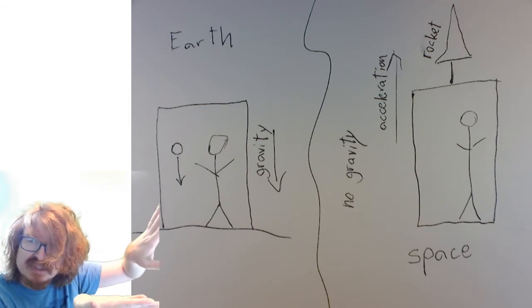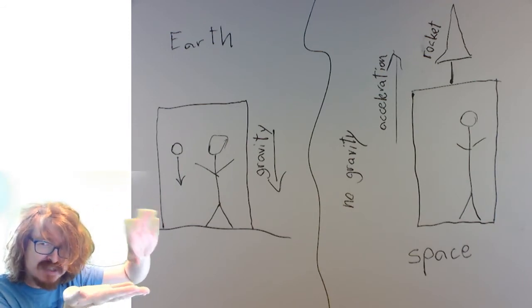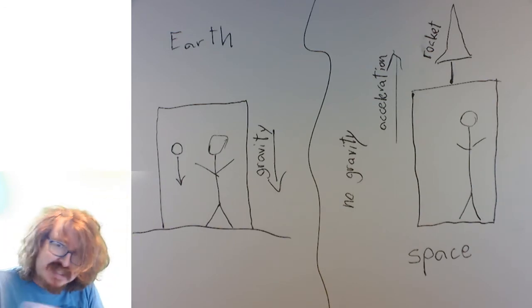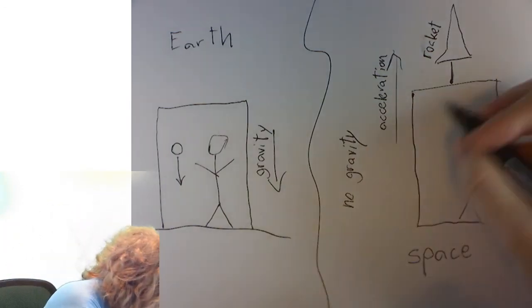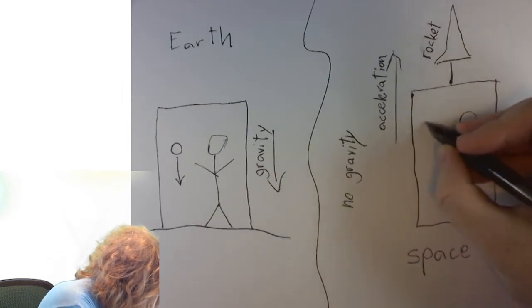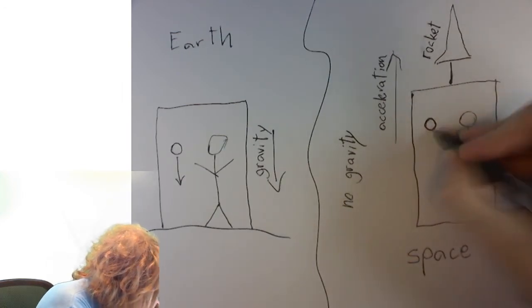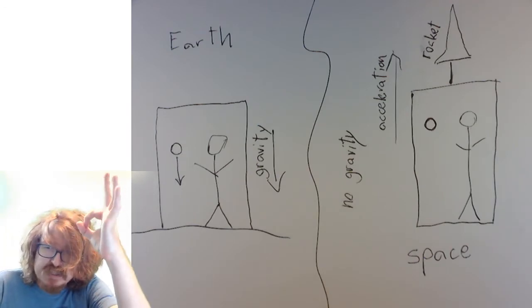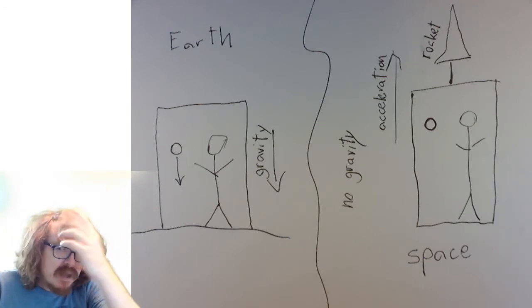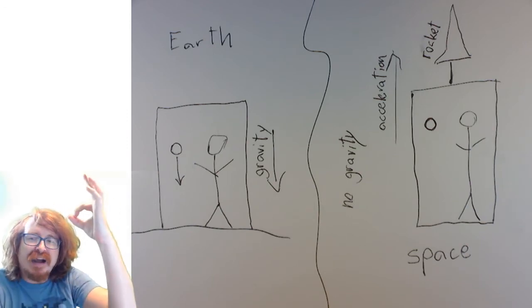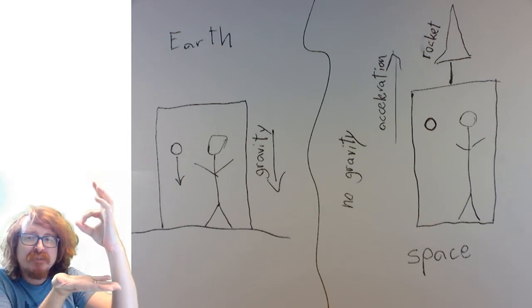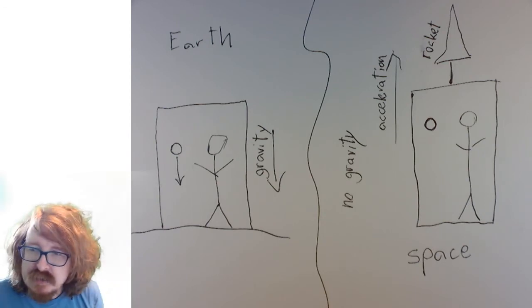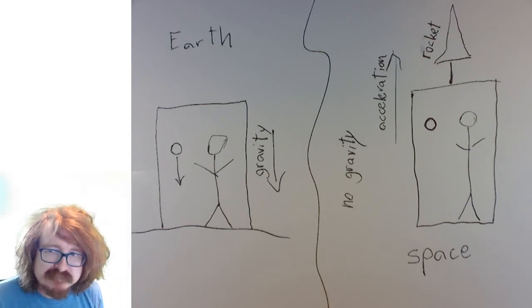Remember, he can't see outside, so he doesn't know his box is moving. It's just going to look like this. And let's say we set it up so that when the lights turned on, there was a ball in front of his face. And because there's no gravity, that ball is trying to just float in space. But because the box is coming up, it's going to look like the ball is doing what?